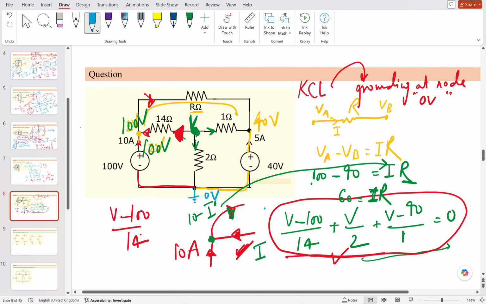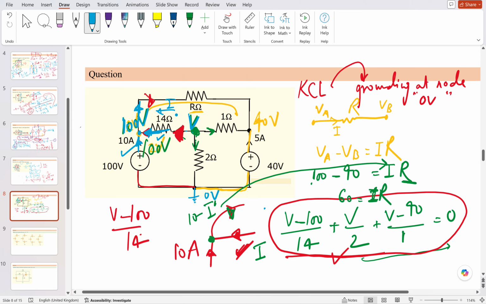Any doubt in this? Sir, please explain again near the 10 ampere source. Okay, so here when you see, the current is already given at the 10 amps. If we are able to find out what the current coming here is, then the current which is going out of this node will be just the summation of these two. How will we find it out? We have already found it out. This potential is already given, 100 volt. If both potentials are given, you can find out the current which is going out of that branch.